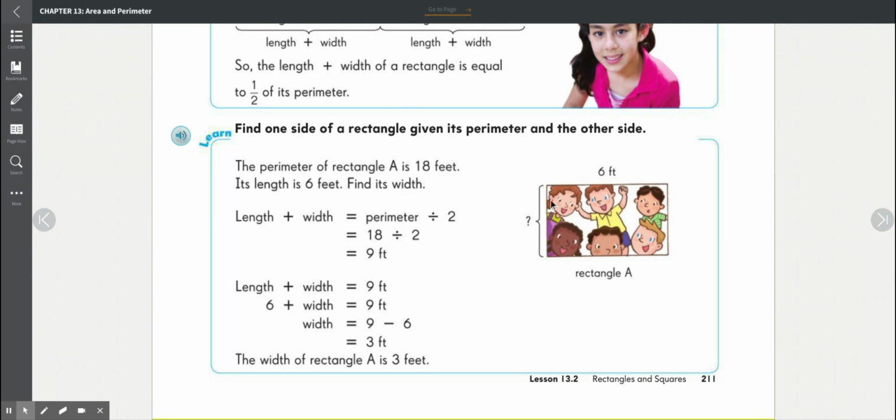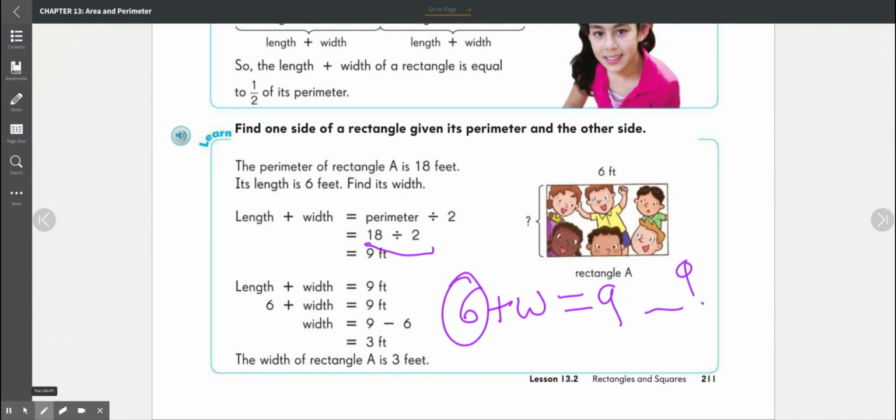Since I know that 6 plus the width is going to be worth half of my perimeter, I can take 18, which is my perimeter, and divide it by 2. That's going to give me 9. So if half of the perimeter is 9, then 6 plus the width is going to give me 9. I can take 6 away from 9, and that will tell me how much the width is worth. 9 minus 6 gives me 3. So my answer for the width is 3 feet.